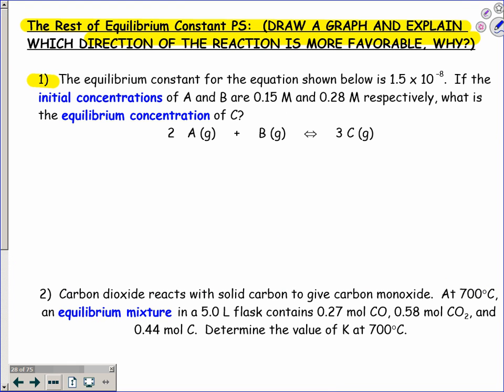Okay. Let's do this one. I bolded the words that are important. Ignore the top instructions. Let's just look at number 1 here. The equilibrium constant for the reaction below is given. If the initial concentrations of A and B are 0.15 and 0.28, what is the equilibrium concentration of C? We're going to talk first about how to do that, and then, once you have a clear problem-solving process, try it.